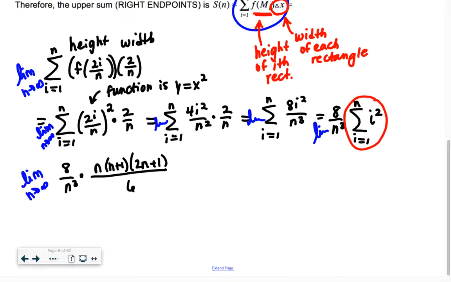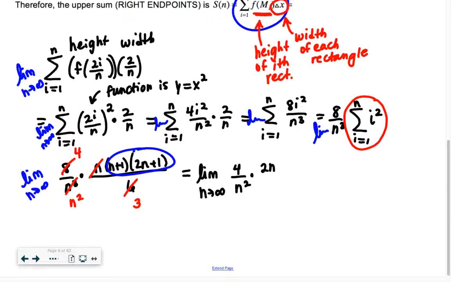All right. So here we go. So we're going to FOIL it out. And we're going to reduce out that the n and the n cubed can be n squared, and the 8 and the 6 can be 3 and 4. We'll do this a lot. Okay. So I'm going to have 4 over n squared multiplied by 2n squared plus 3n plus 1, all over 3. Do you guys see the terms that will matter?